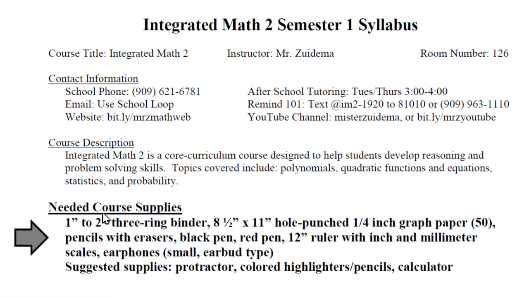Down here it tells you the course supplies you need. Please make sure by the second week of class you have a 3-ring binder and you've added to that at least 50 pages of 8.5 by 11 hole punched 1/4 inch graph paper. You can find that at Walmart or sometimes Dollar Tree. Go ahead and get those in there because when we're going to be using papers to do assignments, we will probably be using graph paper. And then the rest of these are important things that you have.